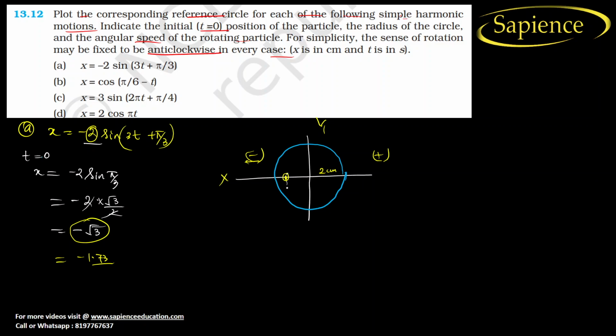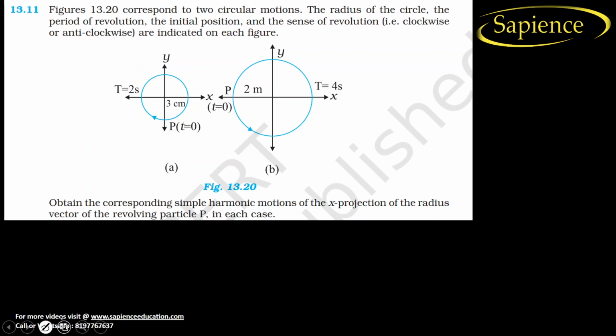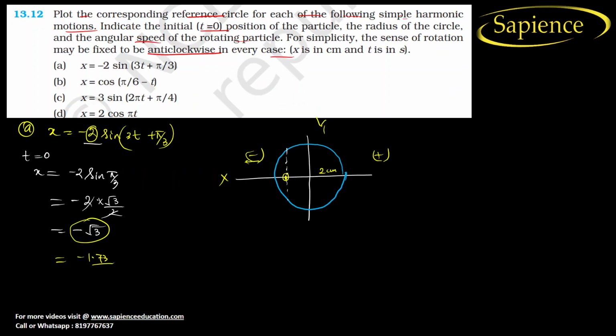Just think about the reverse case. Earlier we considered a position and got the projection. Now we have got the projection, but we need to find the position. The position will be either this one or this one. There are two cases, and it is moving in the anti-clockwise direction. So how do you detect which is the perfect position?